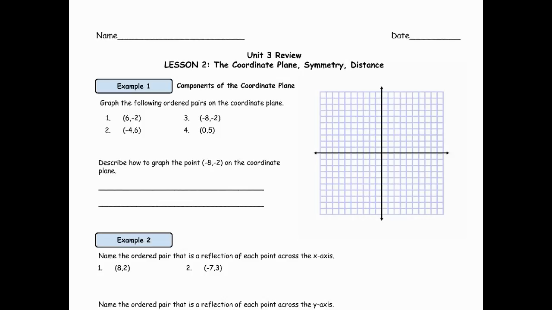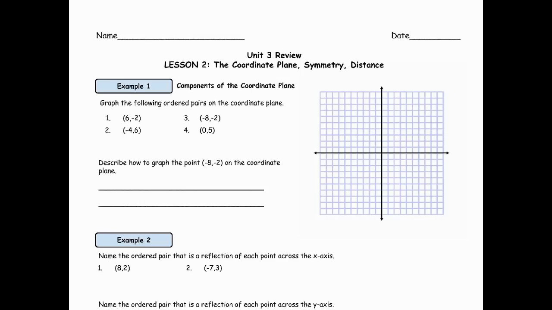Continuing with Unit 3 review, Lesson 2 is on the coordinate plane, symmetry, and distance. So here in example 1, we're going to look at how to graph or plot points in the coordinate plane. But before we do that, let's take a look at some of the components of the coordinate plane.